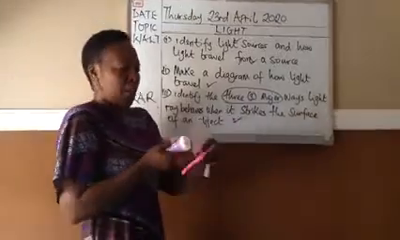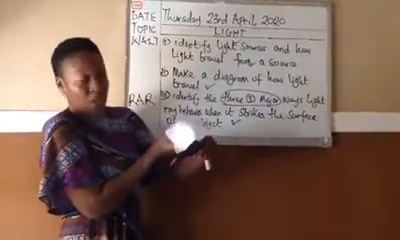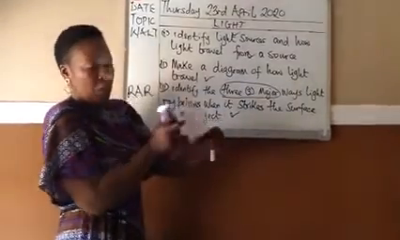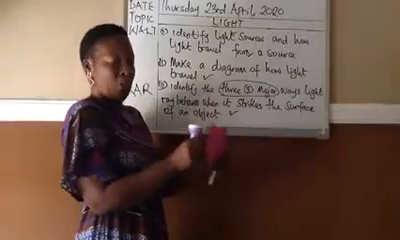This is a transparent material. If I shine my light on a transparent material, you get to see this. I hope the camera can pick this up enough. Now this is a transparent material. We keep this aside. Light can pass through a transparent material.